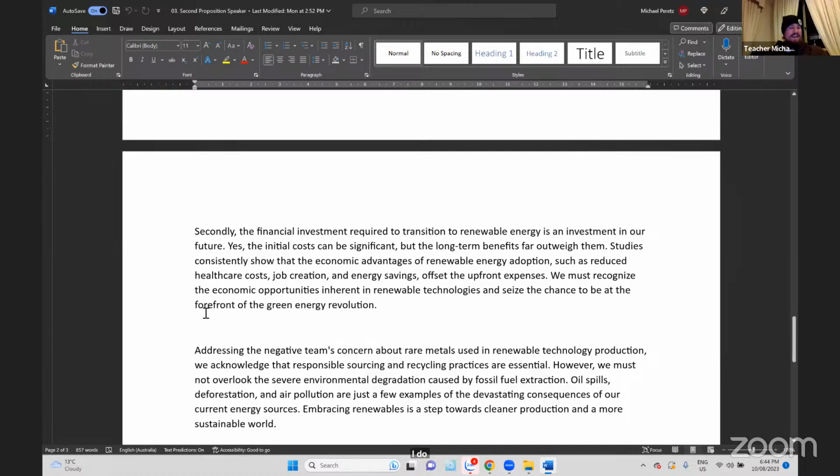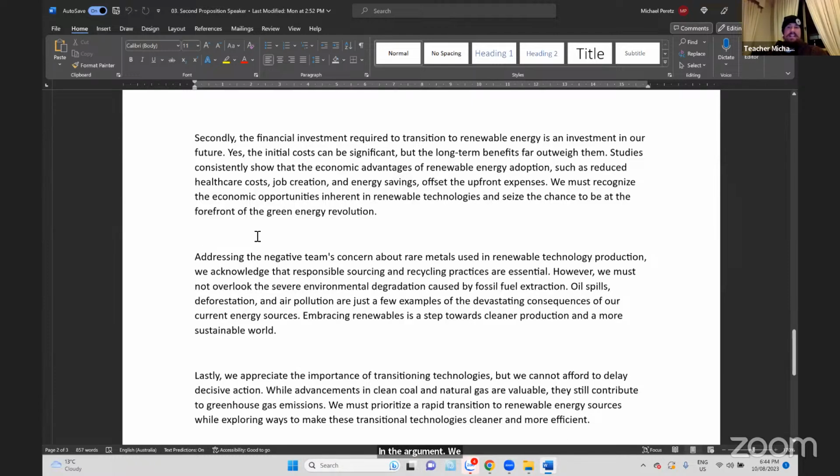So we must recognize the economic opportunities inherent in renewable technologies and seize the chance to be at the forefront of this green energy revolution. So what they're saying here is, again, yes, it'll be expensive now, but you're going to end up saving a lot more money in the future. So this is just such a smart move to make. We need to do it now. So creating that sense of urgency and importance in the argument.